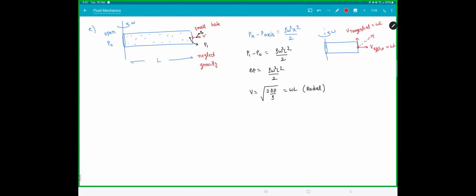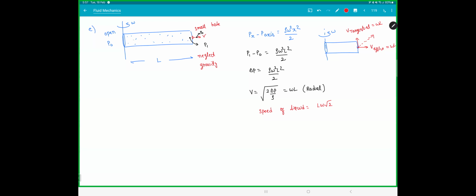Is that making sense? Imagine there is no hole. The liquid is going with what speed? R omega, isn't it? Now you made a hole, so liquid is being pushed out radially. So it has two speeds: a tangential speed and a radial speed. So speed of the liquid would be L omega root 2. I hope you're getting the difference.